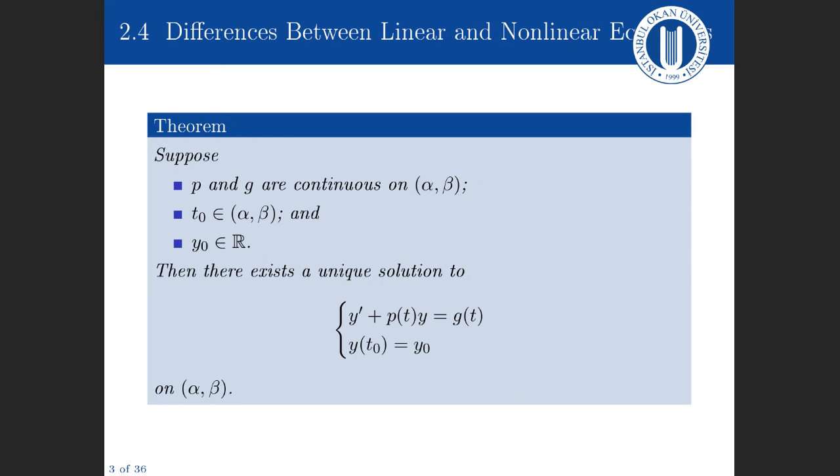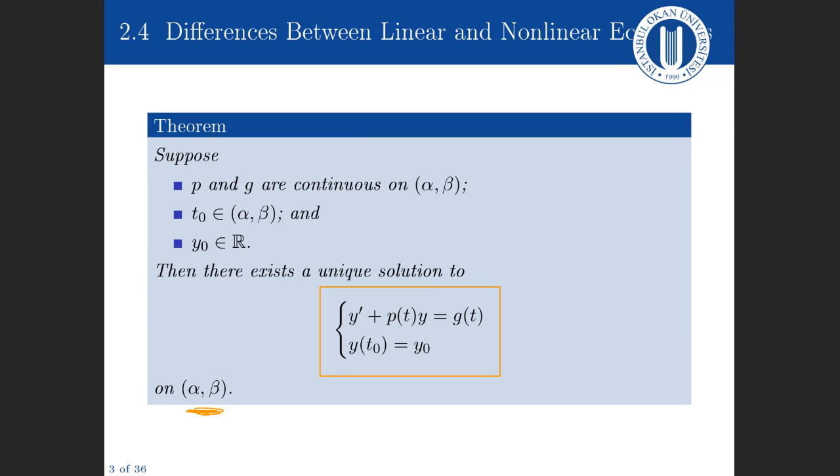Then the theorem says two things. It says that this initial value problem has a solution, and it says that this solution is unique. It says that the solution exists on this open interval, and it tells us that the solution is unique on this open interval.